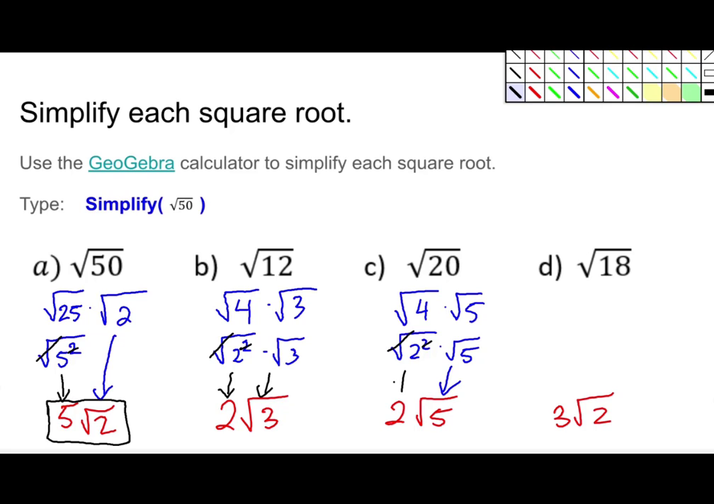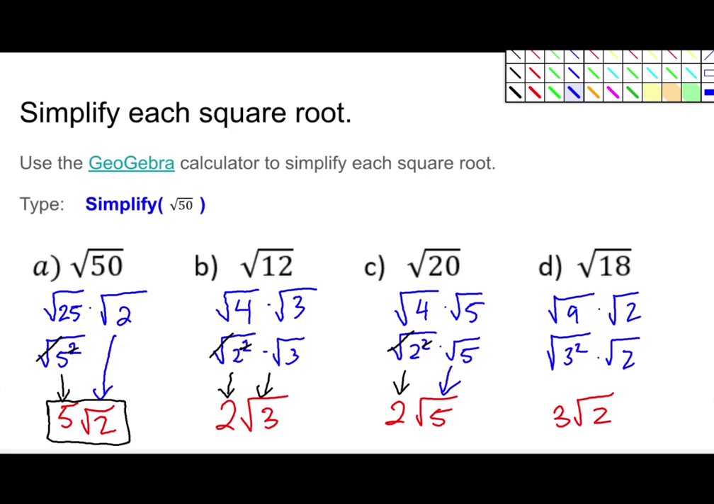And again, not too bad. So hopefully you see how this is working, how these are simplifying. And eventually, when we look at the last one, if I was doing this one, I know that's the square root of 9 times the square root of 2, and 9 I know is a perfect square, so that means I can write that as 3 squared.